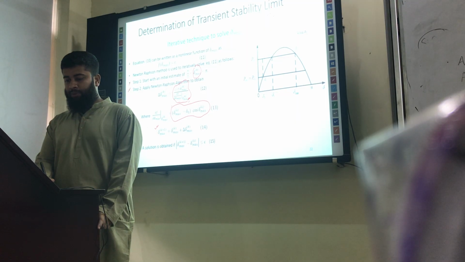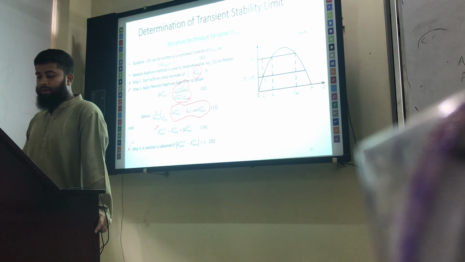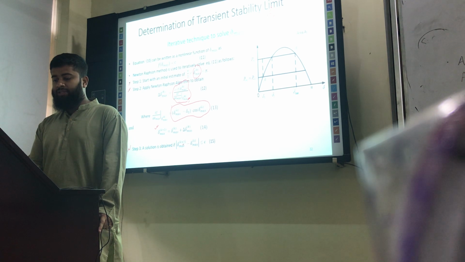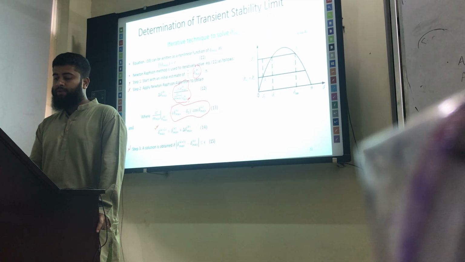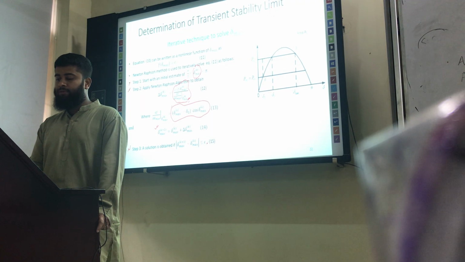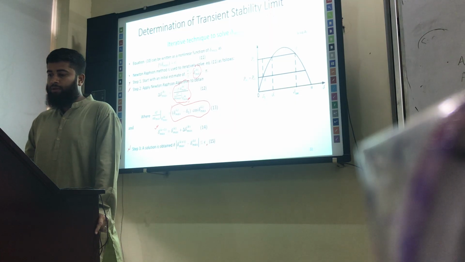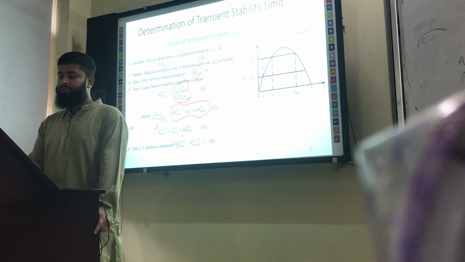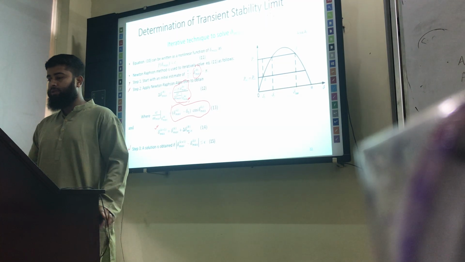Then in step 3 we have to continuously check the convergence criteria, the stopping criteria. We take the difference between two consecutive delta max values, and if this value falls under the tolerance value, let's say epsilon, then we will stop the iteration, and the final value of that iteration will give us the final value of delta max. Okay? That will be the case.